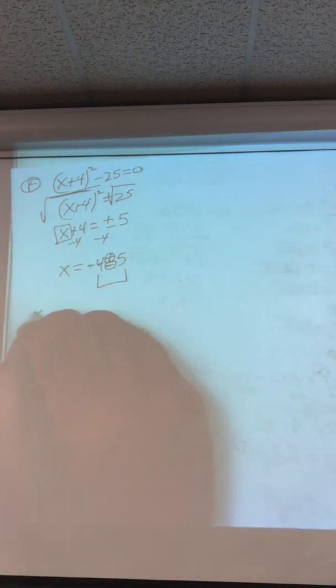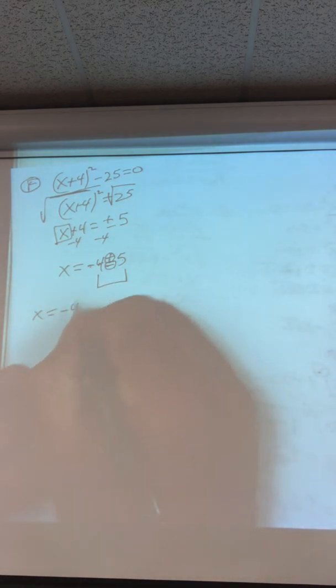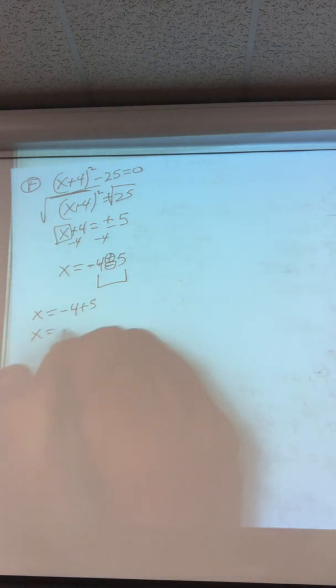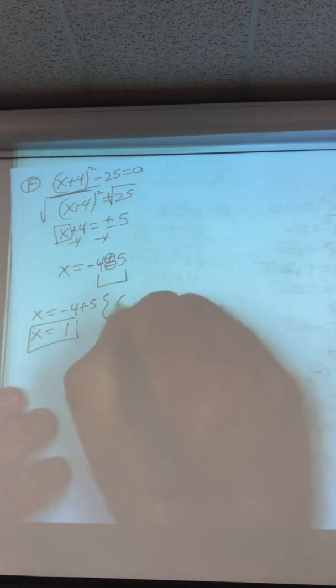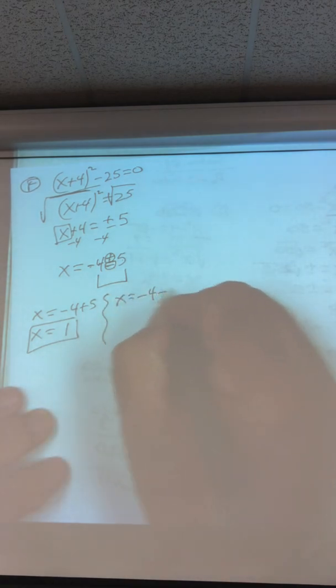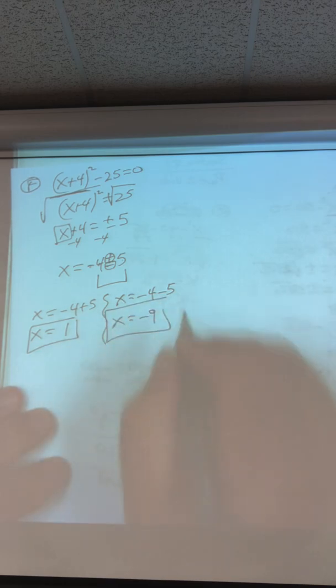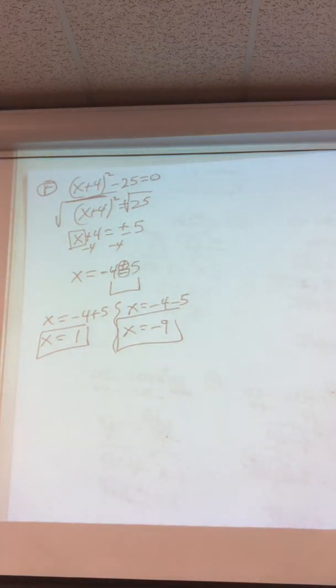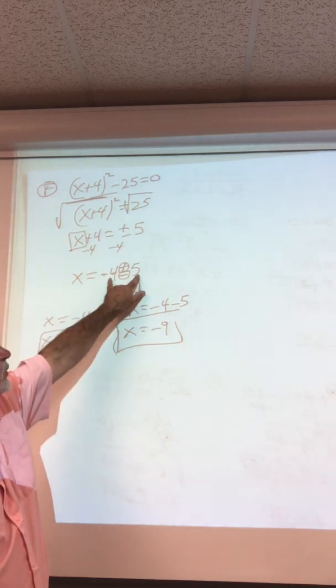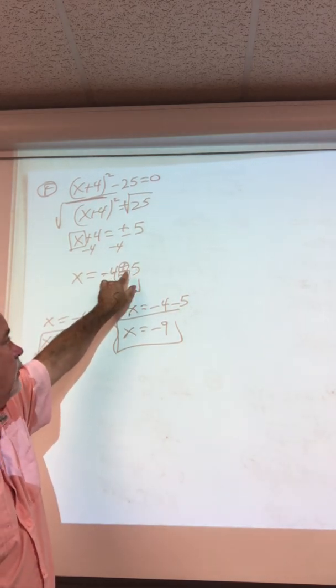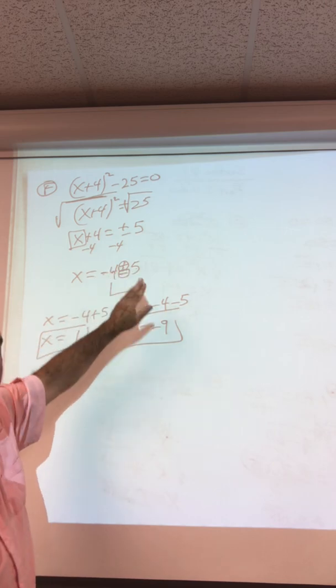So here's what I'm going to do. Your first answer would be negative 4 plus 5, which is what? 1. And the second answer would be negative 4 minus 5, which is negative 9. So anytime this is two numbers, don't stop right here. Go ahead and add them together and subtract them.